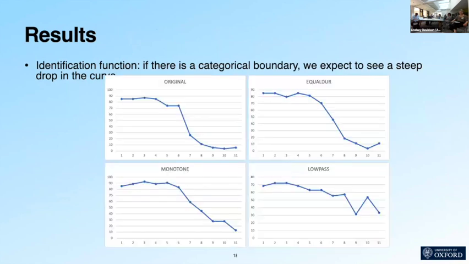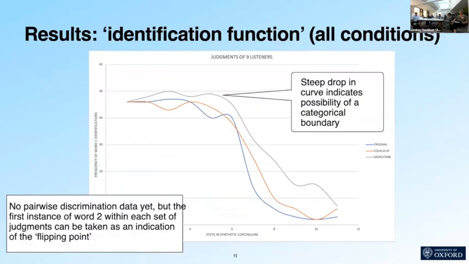So here's the data, and you saw earlier that model categorical perception experiment. We expect to see a sharp drop if there's been categorical perception. It's a bit messy in the low pass, so I'm just going to leave that out for now. There are reasons for that, but the others show the right kind of shape, and I'm now overlaying them all onto each other. The blue line is the original audio, the other 2 have been manipulated, but all 3 show that steep drop in the curve, indicating the possibility of a categorical boundary.